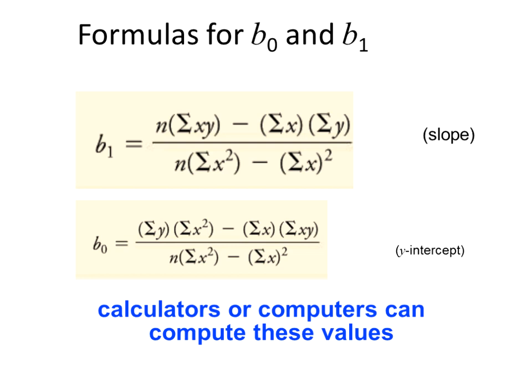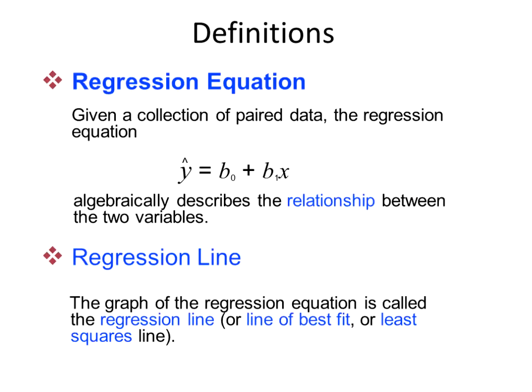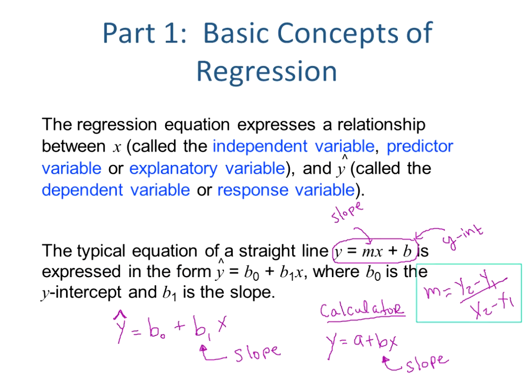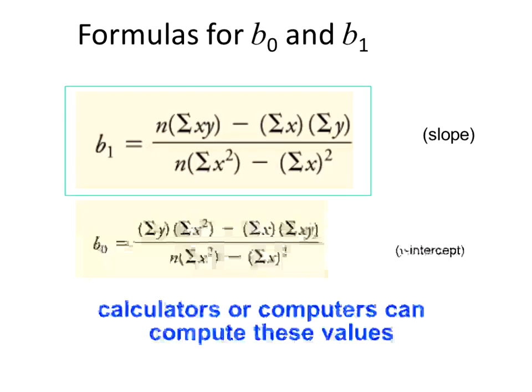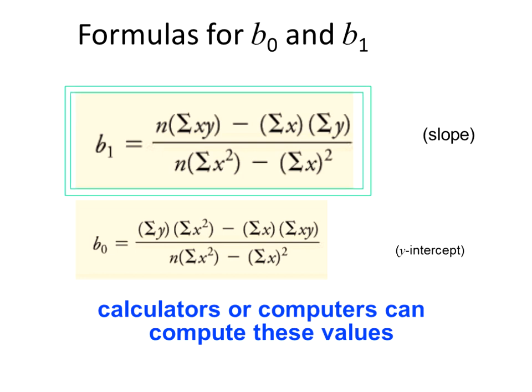The formula for slope is right here. Very different than our formula for slope from algebra, right? Very different than when we used to find the slope of a line in an algebra class. All right, so that's the formula for slope. You're going to get this from your calculator. The calculator gives this to you. And then for the y-intercept, there's another formula. So just in case you're curious, these are the formulas.